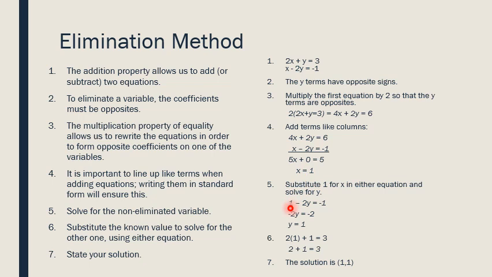Instead of x, I put in 1 minus 2y equals negative 1, and subtract 1 from both sides to get negative 2y equals negative 2. Divide both sides by negative 2 to get y equals 1. Check it out. If both values are 1, then both of these equations should work. 2 times 1 plus 1 is 2 plus 1, and it really does equal 3. So the solution is 1 comma 1. And if I were to graph these two equations as lines, they would intersect at the point 1 comma 1.